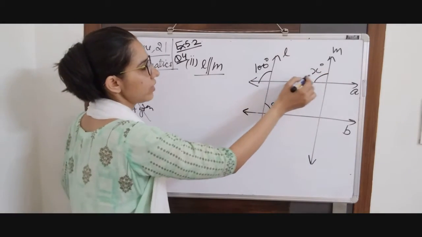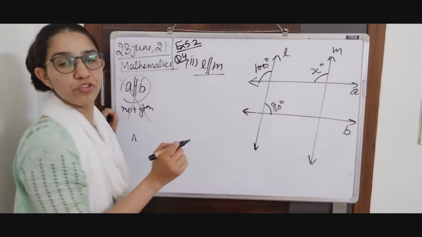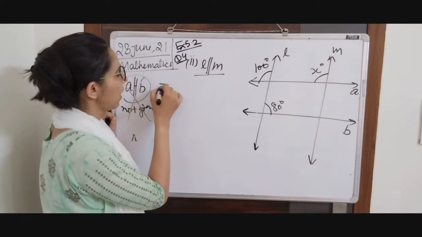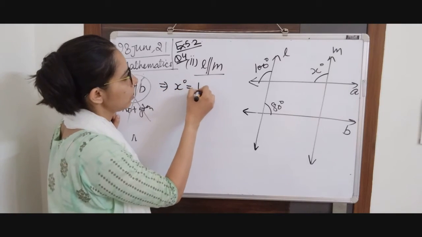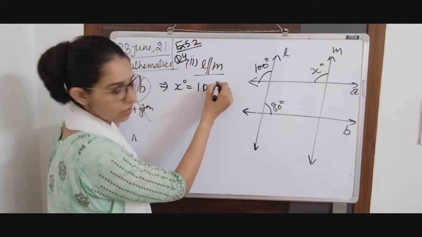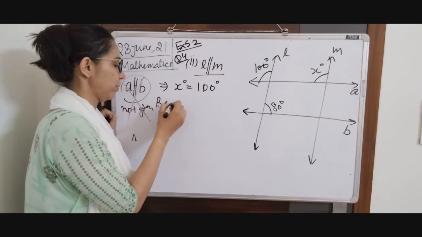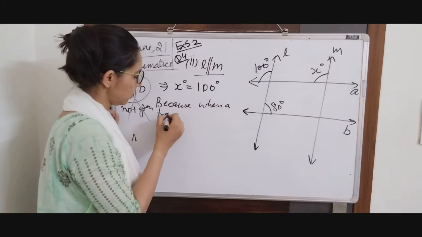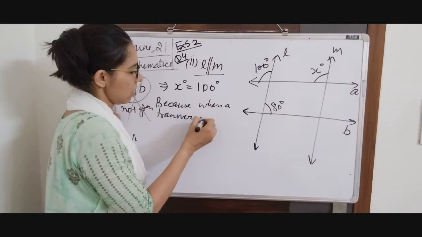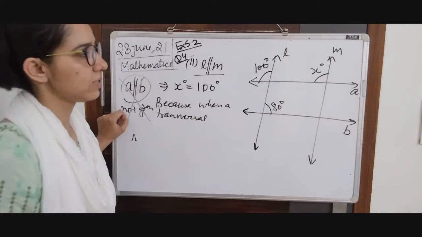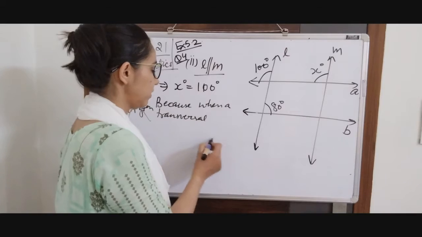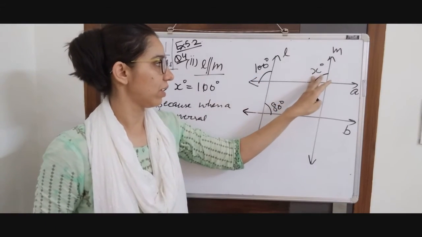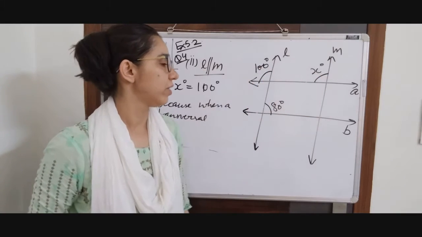So angle 100 degree and angle X are going to be which type of angles? They are going to be corresponding angles. So L parallel to M implies X is going to be 100 degree. Why? Because when a transversal cuts two parallel lines, then the corresponding angles, you will write this down, are going to be equal. So this angle is going to be 100 degree.